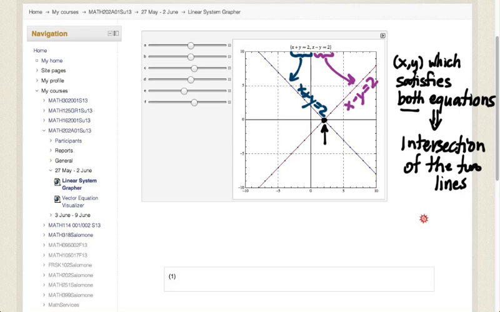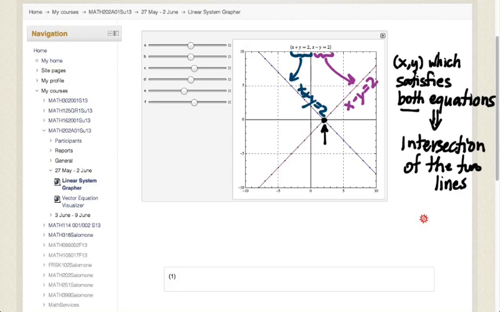Right. Each one of these equations gives us one line. And so when we put both of those equations together, we're finding what both of those lines have in common. In the sense that each of those lines is a solution set, it's the solution set of the equation x plus y equals 2, and then x minus y equals 2, and we're putting those two together to find what they have in common.